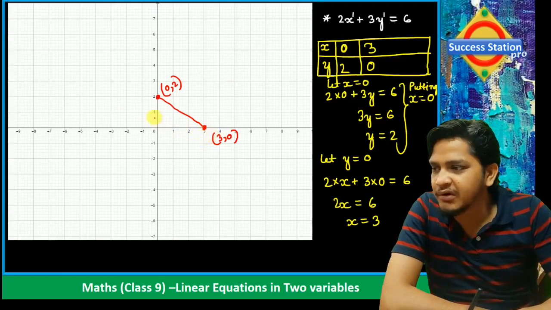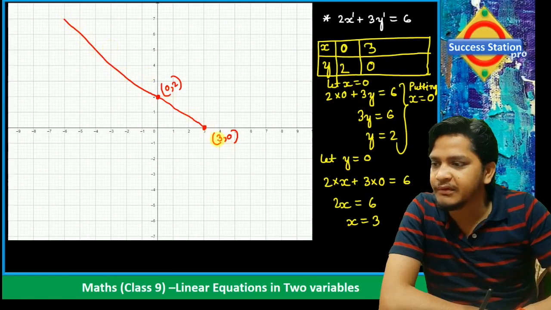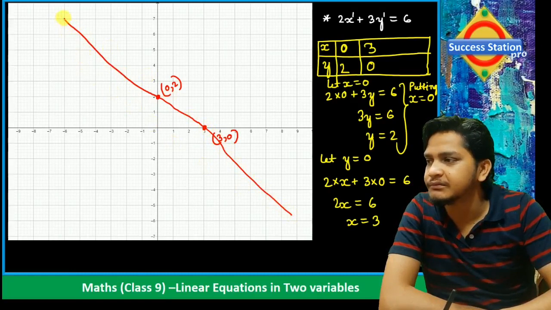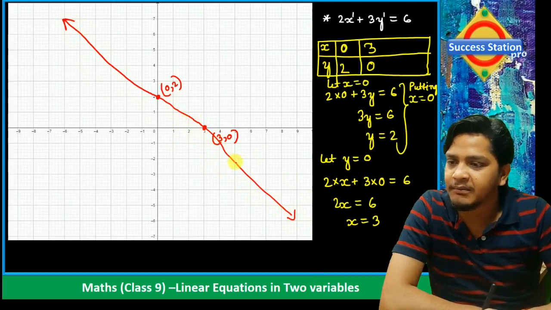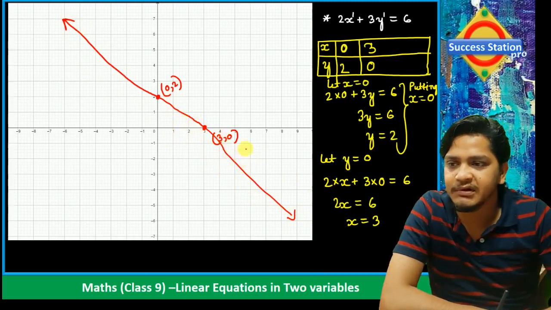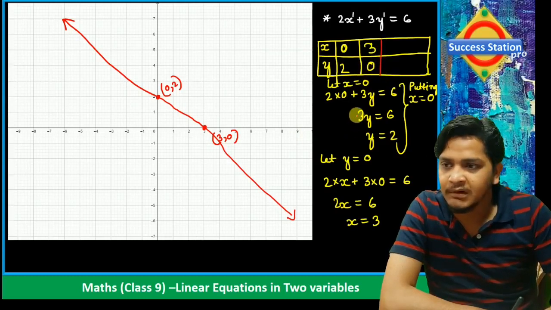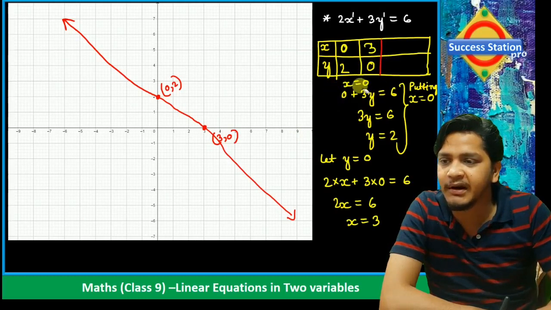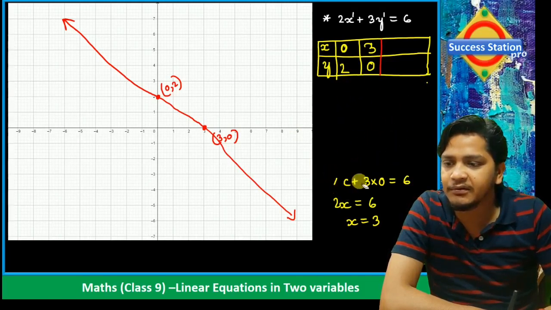Clear? If you join and then extend it, you will get the solutions of the equation, right? This is the way. I have not drawn it straight, but the straight line will give you the solutions. You can find more solutions. Let's see how. This is an easy method to plot the graph. You take once x equal to 0 and then you take y equal to 0. This is the easier method to draw the graph. Just put your scale straight.